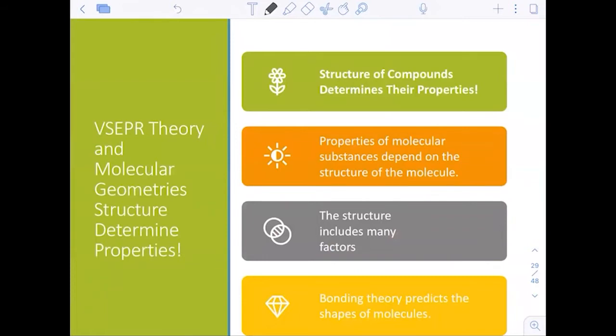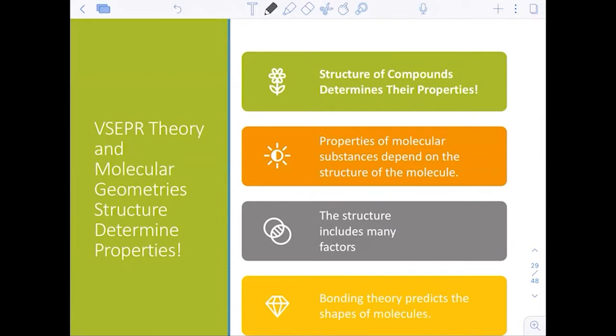We are going to talk about VSEPR theory and molecular geometries. Again, Lewis structures are the most important thing to be able to discuss. Once you get the Lewis structure down, then you can relate to the table. Now, the structure of the compound determines their properties. And that would be looking at polarity overall.